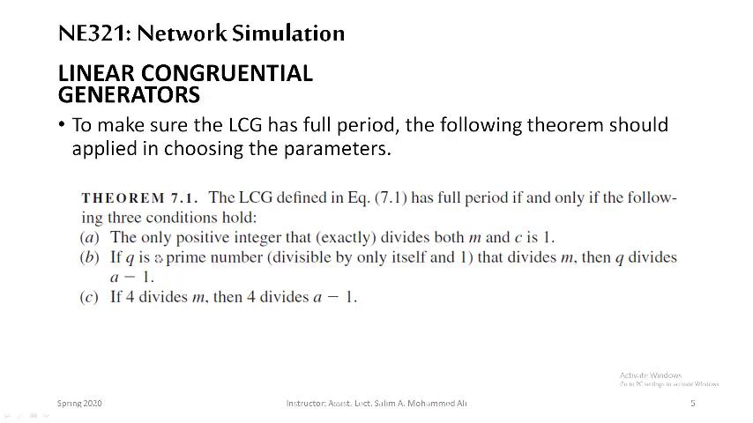If Q is a prime number, divisible by only itself and 1, that divides M, then Q divides A minus 1. This is a very good condition. If 4 divides M, then 4 divides A minus 1. If you follow these 3 conditions in choosing A, C, and M, then you are good to go with your LCG. Let's have an example here.